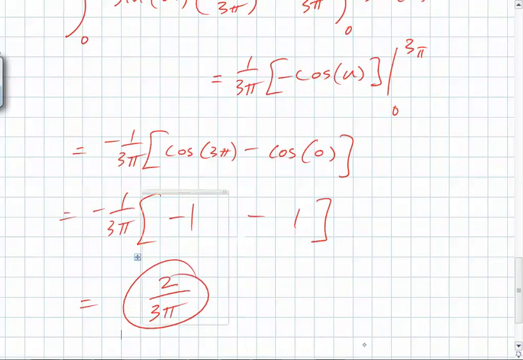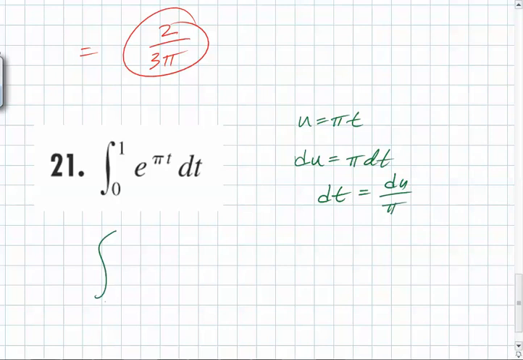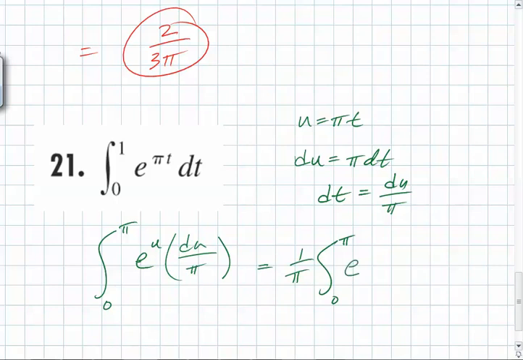What do you think u should be? Anybody want to guess? Yeah, that's a good one. I like u equaling pi t. So what does du equal? Yeah, pi dt. So dt is equal to du over pi. So this is just going to be the integral from what to what? 0 to pi of e to the what? Times du over pi. Exactly, you got it. So this is just 1 over pi integral from 0 to pi of e to the u du.